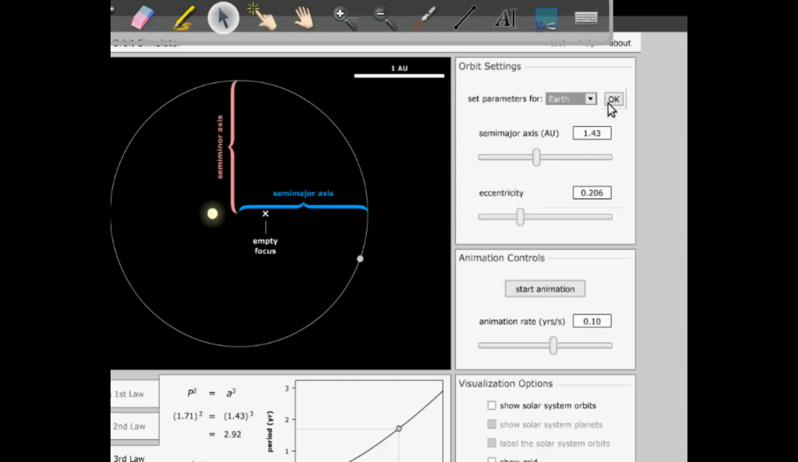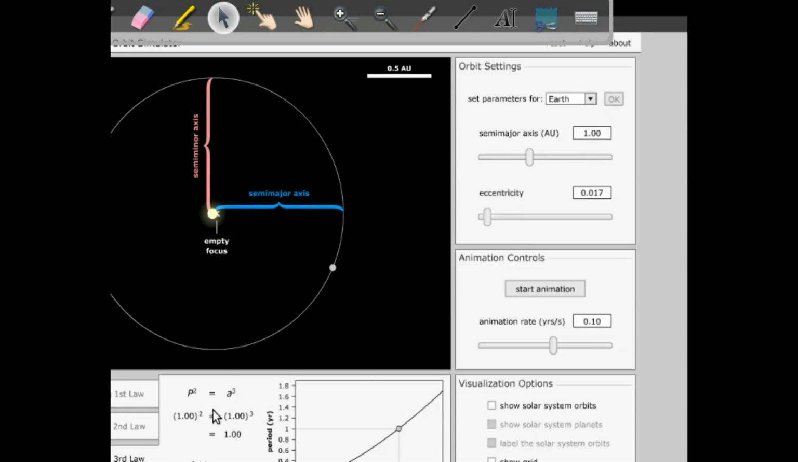I'll take the case of Earth. Earth is 1 astronomical unit. 1 astronomical unit is equal to A cubed. This semi-major axis is taken as A. A is nothing but the average distance between the Earth and the Sun. It is taken in AU.